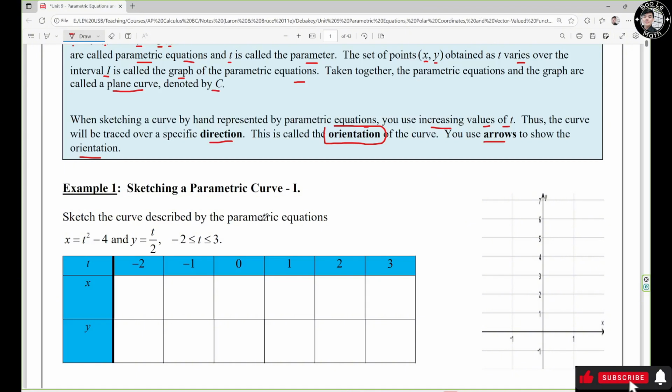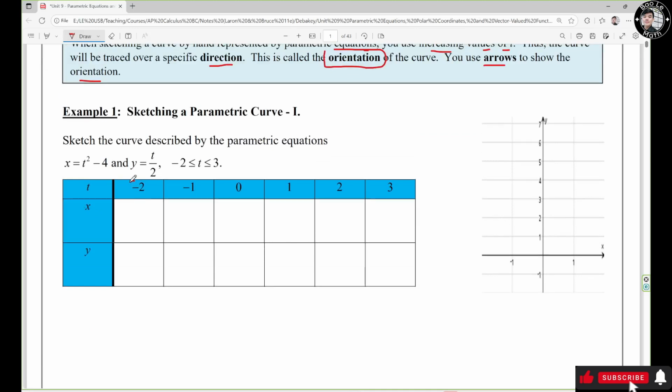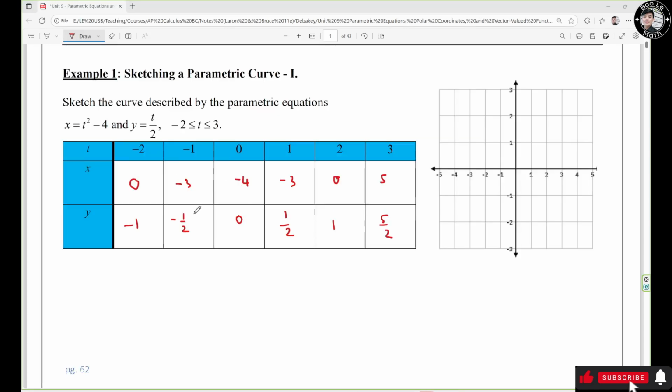Sketch the curve described by the parametric equations x equals t squared minus 4 and y equals t over 2, for t from -2 to 3. If t equals -2, you substitute -2 for t into the first equation, so x equals 0, and into the second equation, so y equals -1. Similarly for t equals -1, and t equals 3 gives x equals 5 and y equals 5 over 2. Now let's plot these points on the xy coordinate plane.